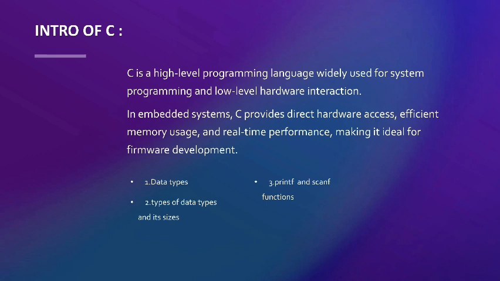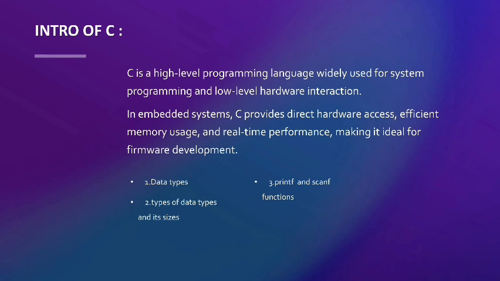In the introduction to C, C is a high-level programming language used for system programming and low-level hardware interactions. In embedded systems, C provides direct hardware access and efficient memory usage. You can compare it with any language, but embedded C is a type of language which stands out in embedded system production. It is useful and its efficiency is unmatchable.